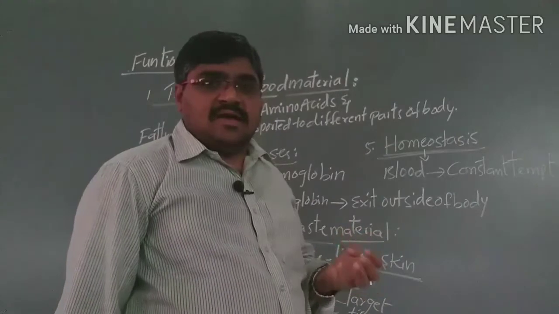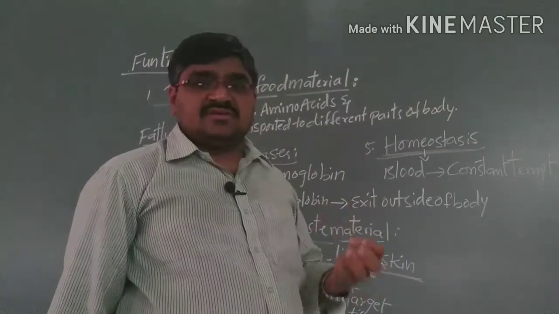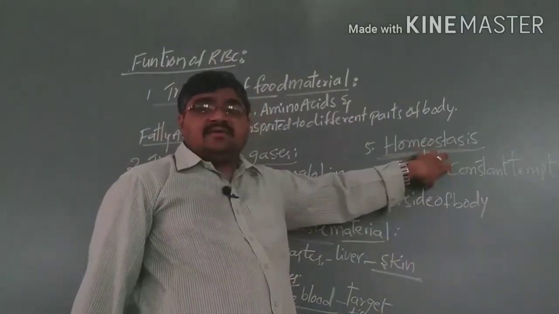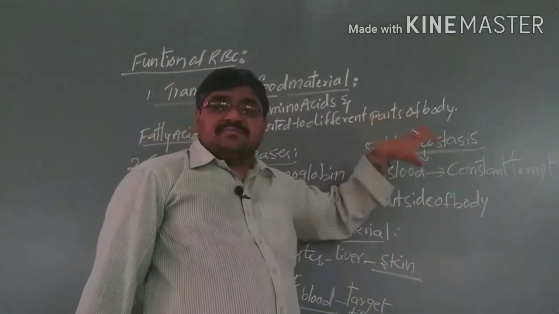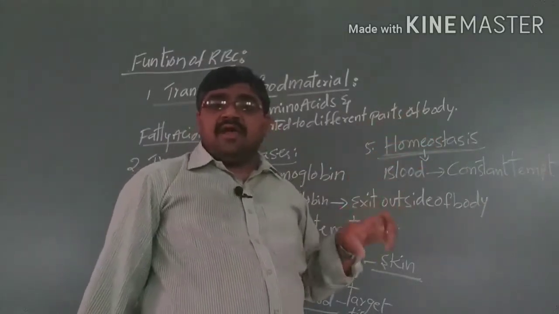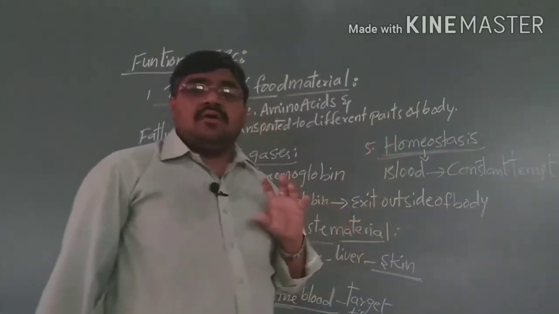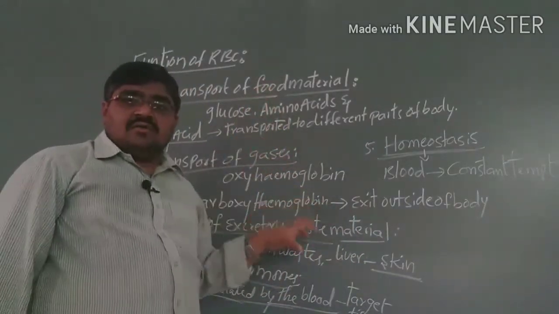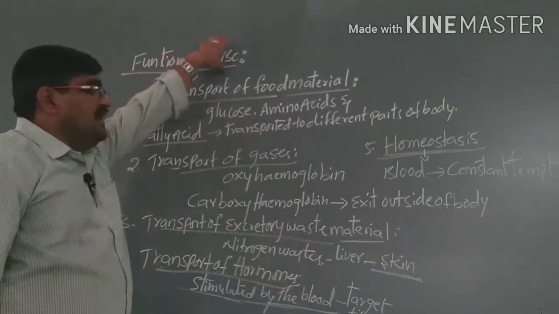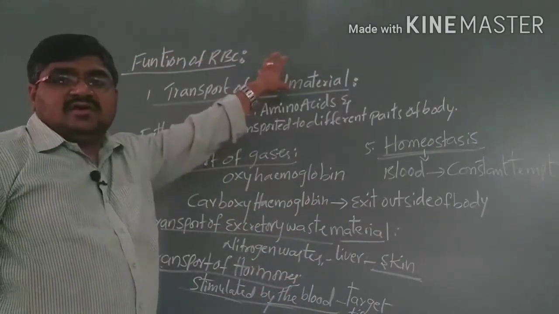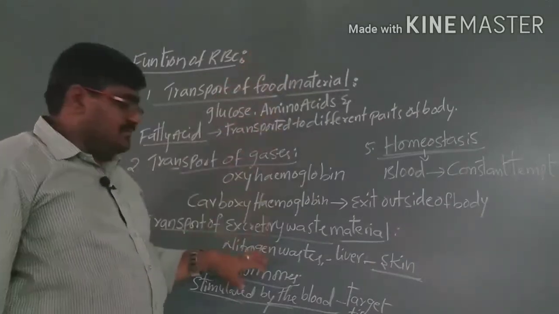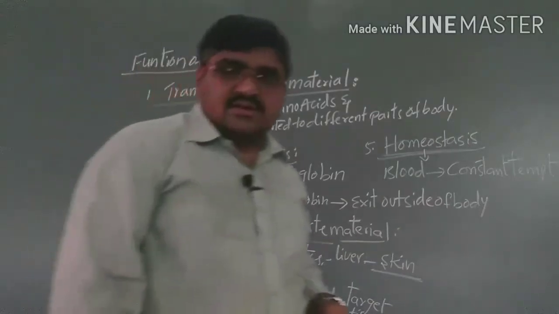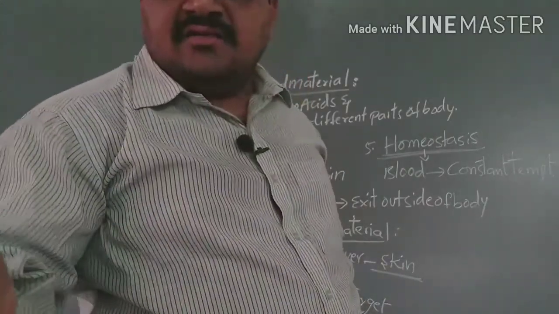So we can call them homeotherms, or otherwise warm-blooded organisms, which maintain a constant temperature that is carried by the blood to different parts of the body. So these are the various functions performed by the red blood corpuscles. Next we'll come to the next one.